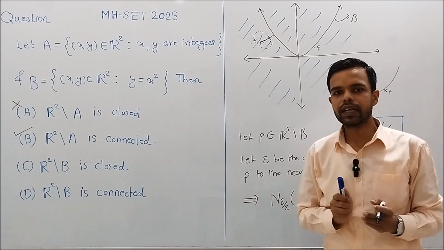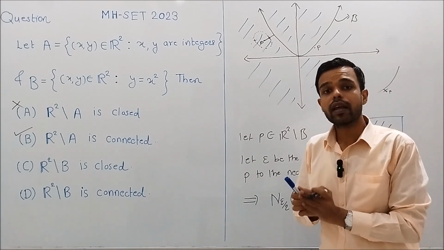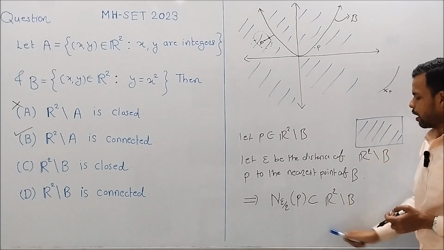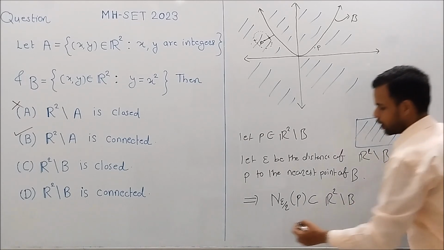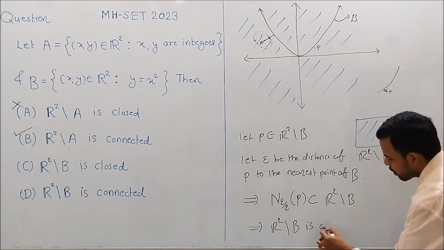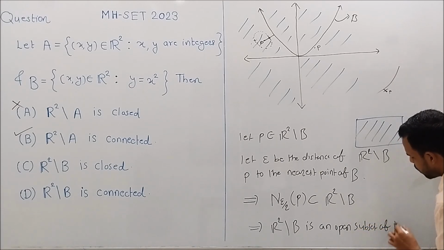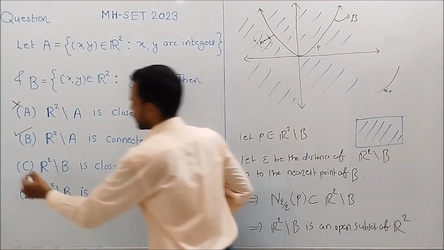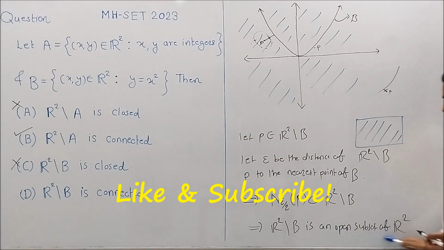And by the definition of an open set, a subset S of a metric space is open if every point of S is an interior point of S. As here, every point of R2 minus B is an interior point of R2 minus B, we conclude that R2 minus B is an open subset of R2. So the statement in C is incorrect because it states that it is a closed subset of R2. However, it is an open subset of R2.